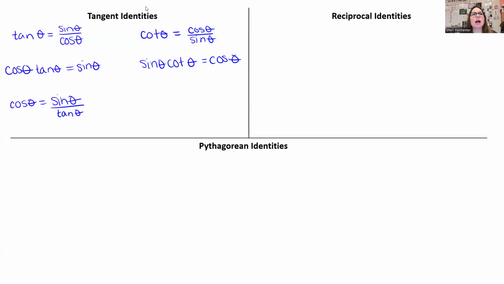Okay, from here, I could do the same thing: I could also take cotangent and divide it over here. Cosine divided by cotangent.